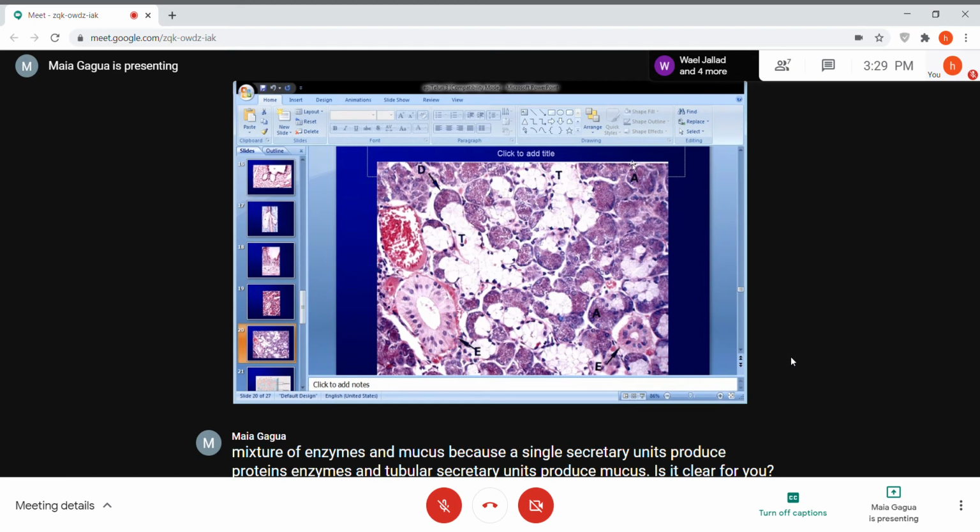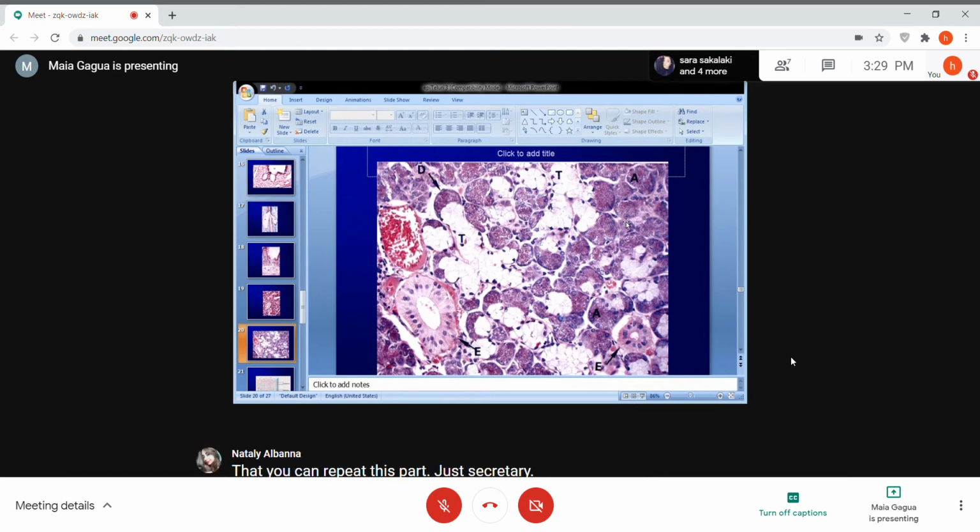Some secretory units in this gland are sac-like. They are acinar. They are intensely stained, and they produce proteins, for example, enzymes. Other secretory units are lightly stained. They produce mucus. They are tubular in shape.